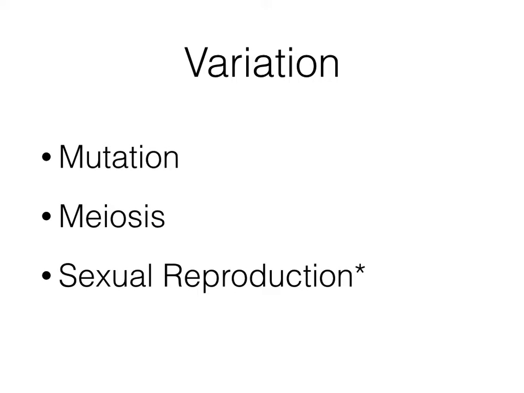Now I'm going to talk about the first stage in the natural selection process, which is variation in traits. There are different causes of variation. The first one is mutation, and it is the original source of variation. The second one is meiosis. And the third one is sexual reproduction. But in species that do not carry out sexual reproduction, the only source of variation is mutation.